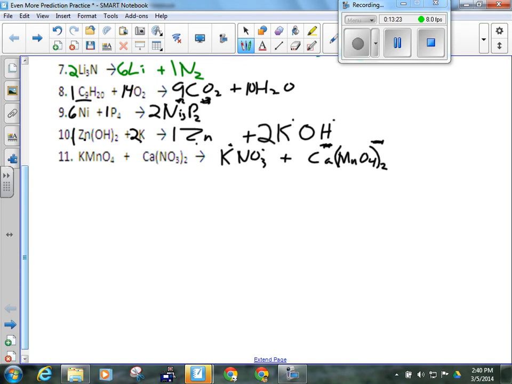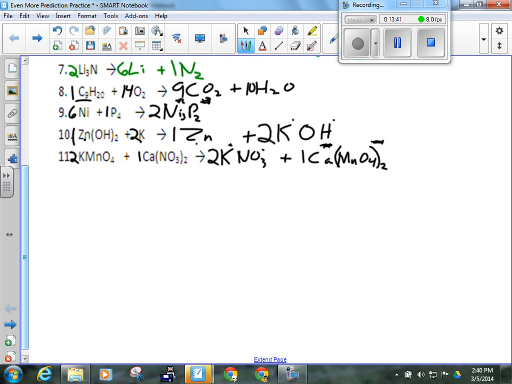Now we balance everything. So we have 2 nitrates on this side. Now we have 2 on that side. That gives me 2 potassium. So I go back over here and balance my potassium, which gives me 2 permanganates. There's 2 over here. So everything else is a 1.